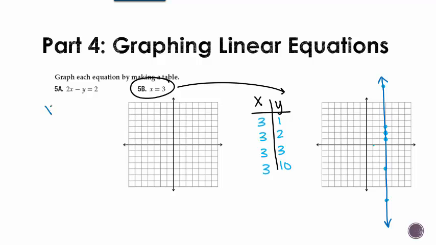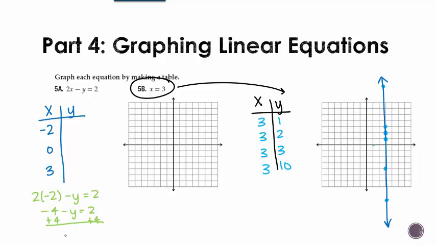If I wanted to graph this one using a table, we'd approach it the exact same way. Plug some stuff in for x, maybe pick a couple negative numbers, 0, a positive number. Doesn't really matter what you pick because you're just going to plug it in and see what you get out for y. So if I plug in -2 for x and solve for y, I get -4 minus y equals 2. I can add 4 to both sides, and then divide by -1, so I get -6 here. So there's a point, back 2, down 1, 2, 3, 4, 5, 6.